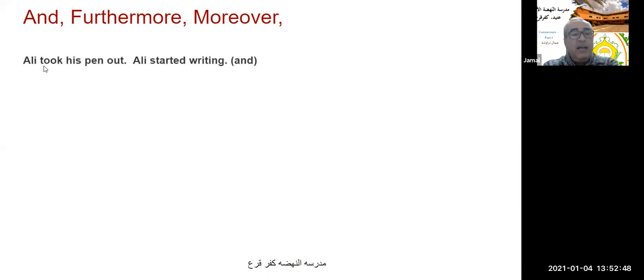Look at this sentence. Ali took his pen out. Ali started writing. These are two sentences. I'm asking you to make them into one sentence using the connector of addition and. Can you try? Good. Ali took his pen out and started writing. So what we did here is that we joined these two ideas: the first idea that he took his pen out and the second idea that he started writing. So we combined them into one sentence using the connector of addition and.